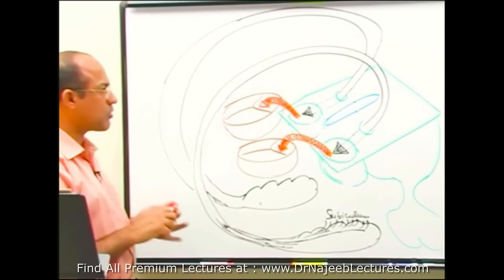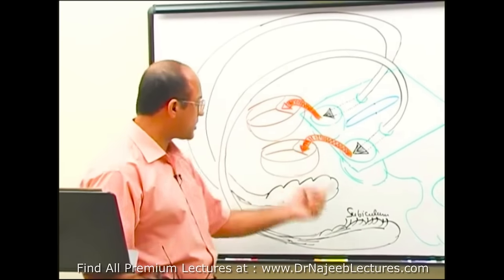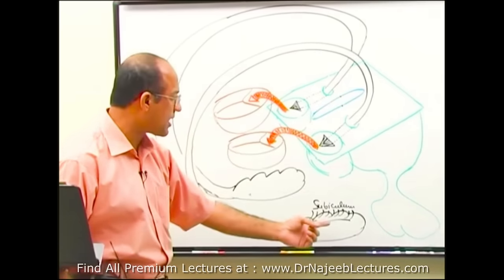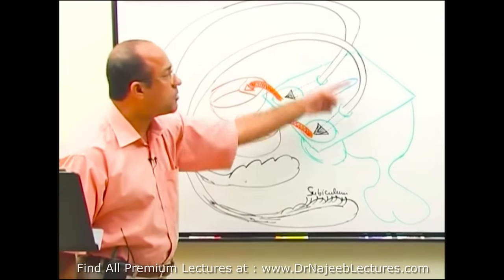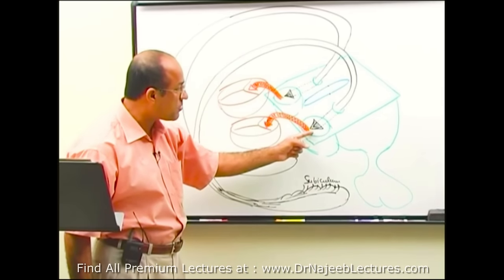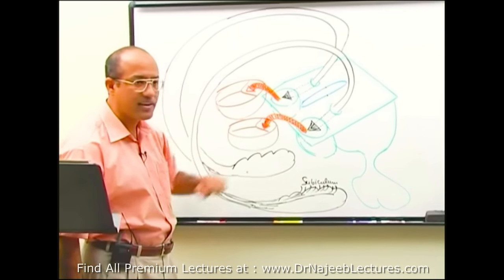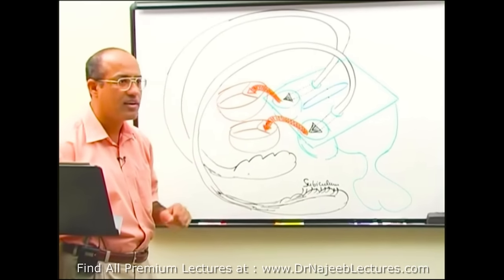Now you may be wondering why I'm specially drawing this fornical system, how the parahippocampal system goes into the mammillary body, and then from the mammillary body there is the mammillothalamic tract. What's the importance of this drawing?